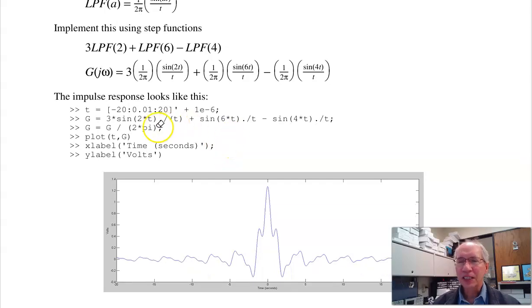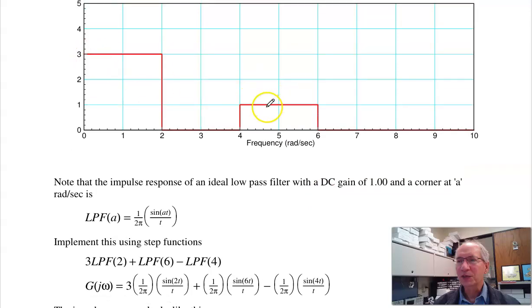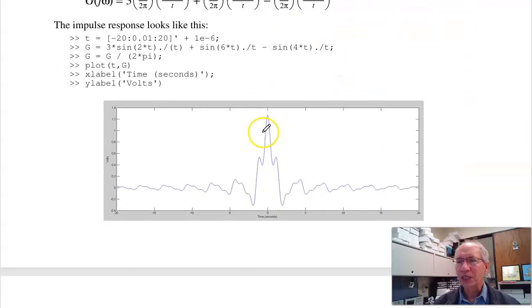What that looks like in MATLAB: let's just go from minus 20 to plus 20 seconds, somewhat arbitrarily, shift it by a hair to avoid dividing by 0. Here's your g of t, that's the impulse response. Plotting it, that's the impulse response of this filter. I may not like it, but that's what it is. If I could write a program that has the same impulse response, I get the same filter.